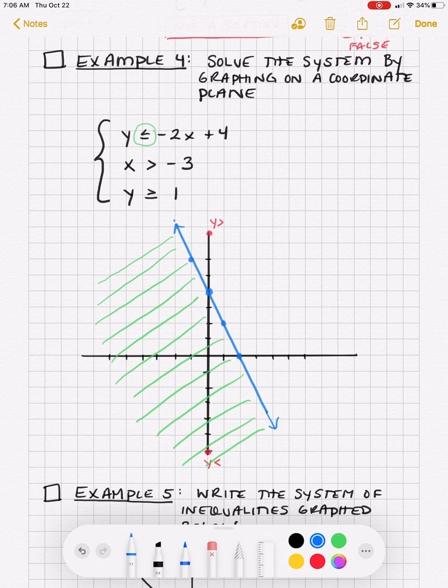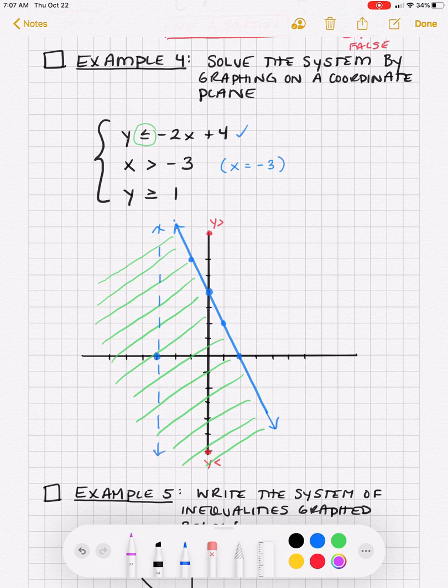Okay, so then what I'm going to do is graph this second inequality. The boundary line is x equals -3. And so what that means is I put my point right here at -3, and this is going to be a vertical line that goes through -3. Because of the inequality, though, it's going to be a dotted line, which means the boundary line is not part of the solution.